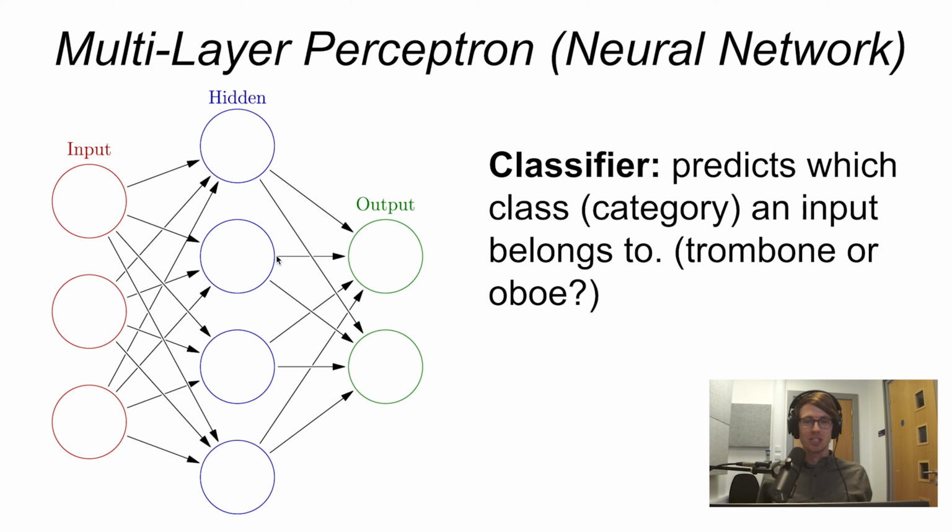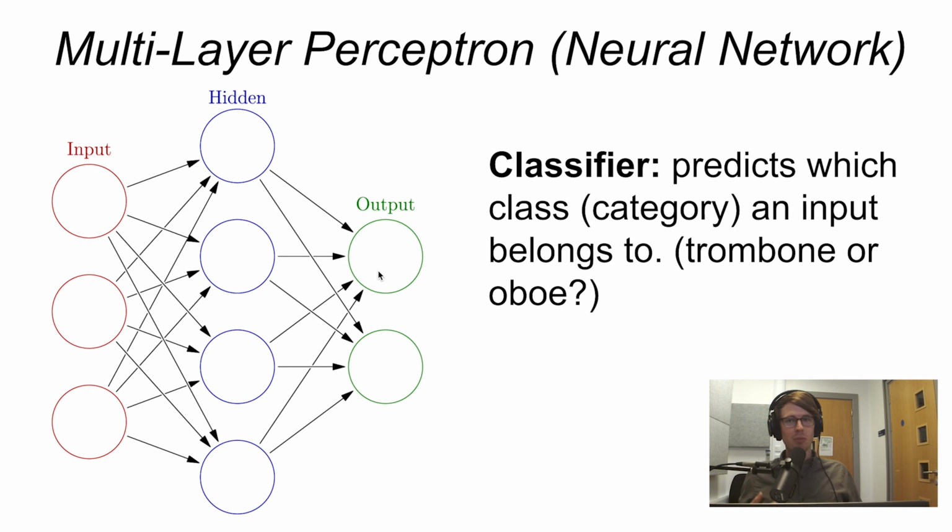In this video, we're going to use a multi-layer perceptron, which is a type of neural network, to classify an incoming sound as either a trombone or an oboe. Neural networks can be used for a lot of different things. Classification is one of them. When we do classification, we are predicting, identifying, categorizing, or classifying which category an input belongs to. In this case, our categories are going to be trombone tones and oboe multiphonics.